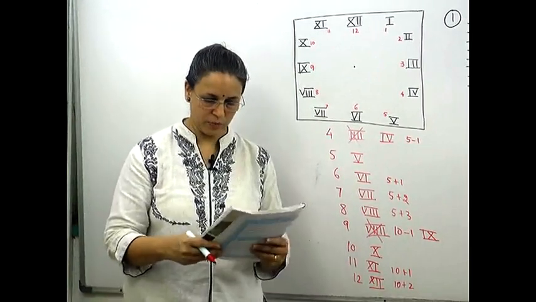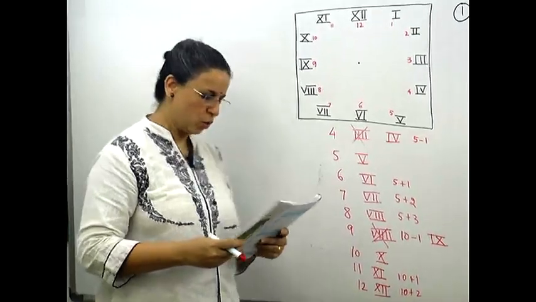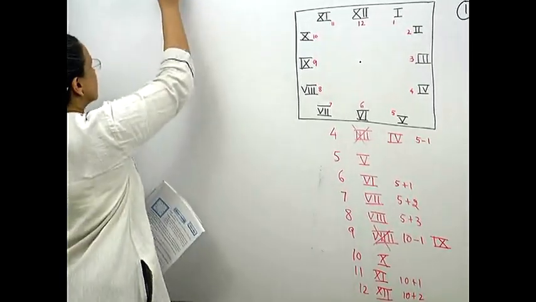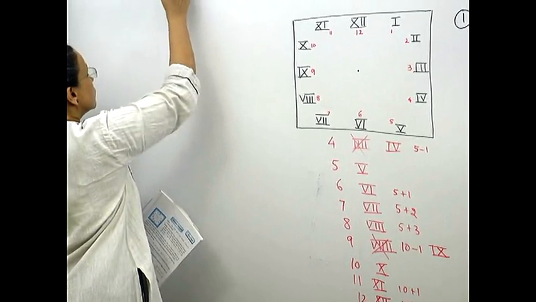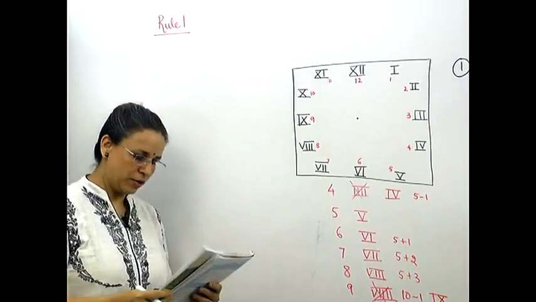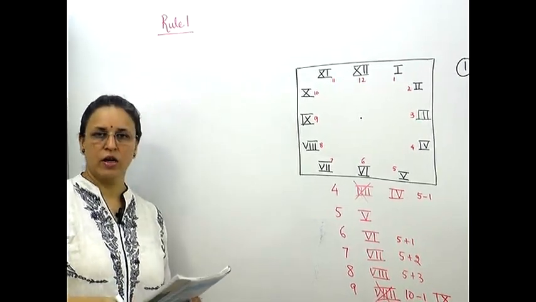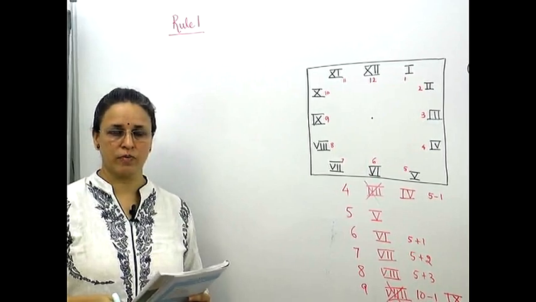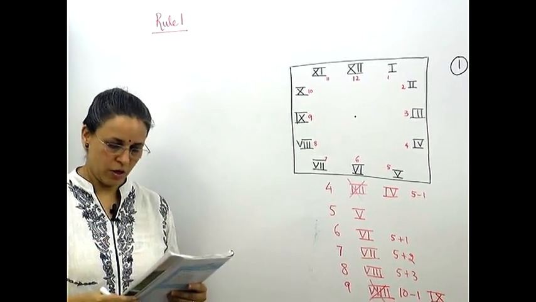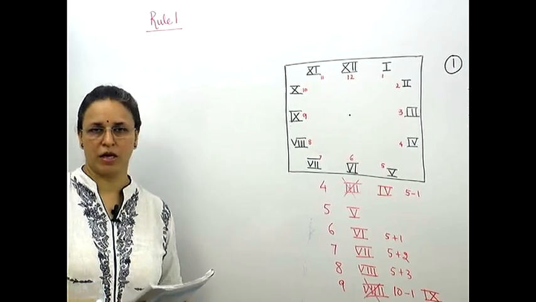Okay, now here, can you see that we have some rules to learn? Rule number 1, which is given in your book. If either of the symbols 1 or 10 is written consecutively. Now what is the meaning of consecutively? One after the other. 2 or 3 times their total sum is the number that they make.